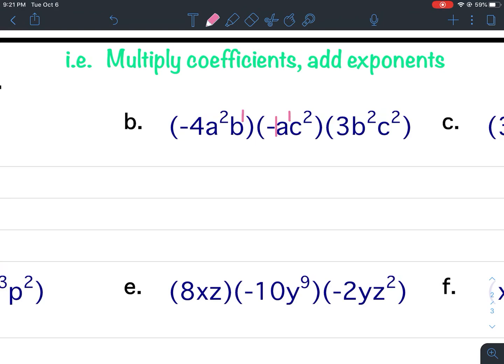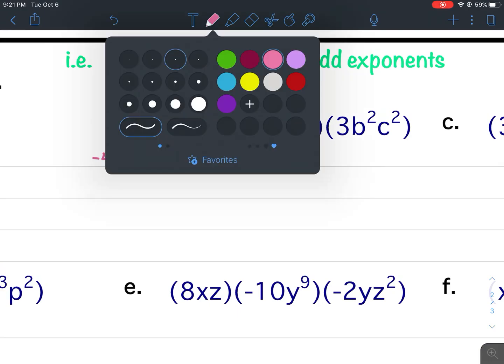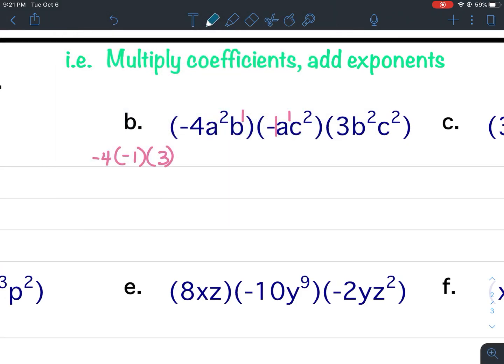Okay, so we're going to group together our coefficients. So our coefficients are negative 4, negative 1, and 3. Now we're going to group together our like variables. Let's start in alphabetical order. Always go in alphabetical order. So let's start with our a. The first a I see is a squared. The next a I see is a to the first. And there's not an a in this last one, so I'm done with the a's.